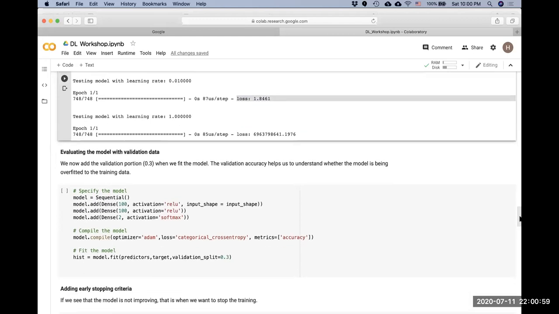And one of the common practices that people do is that they assess the model with a validation set. Okay. Let me just take a look at the chats.